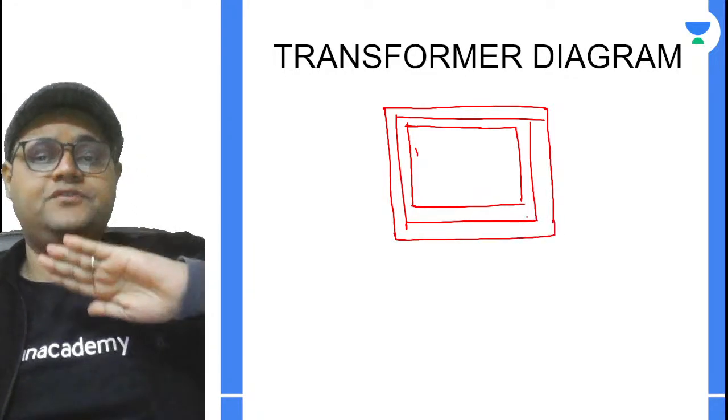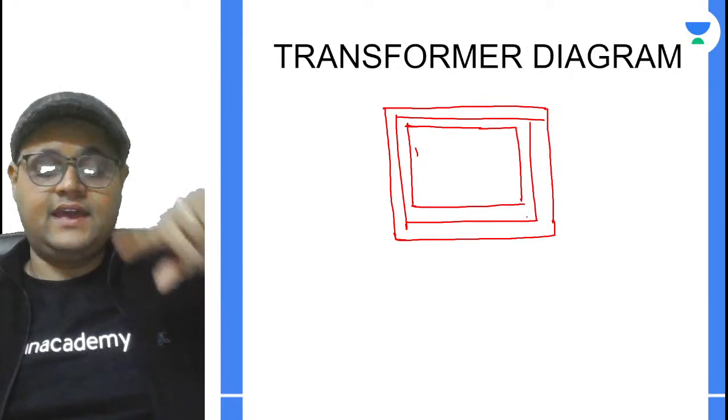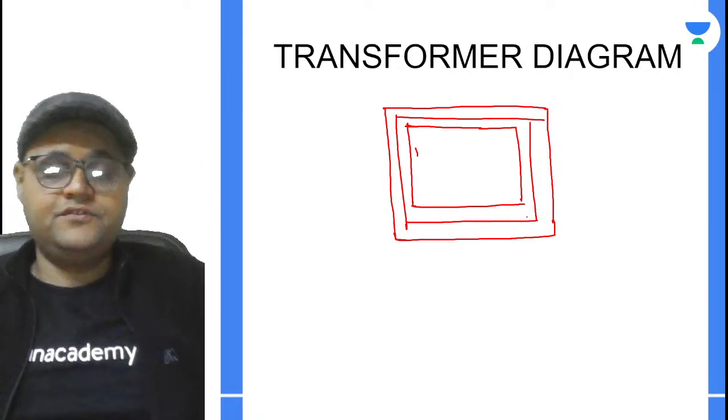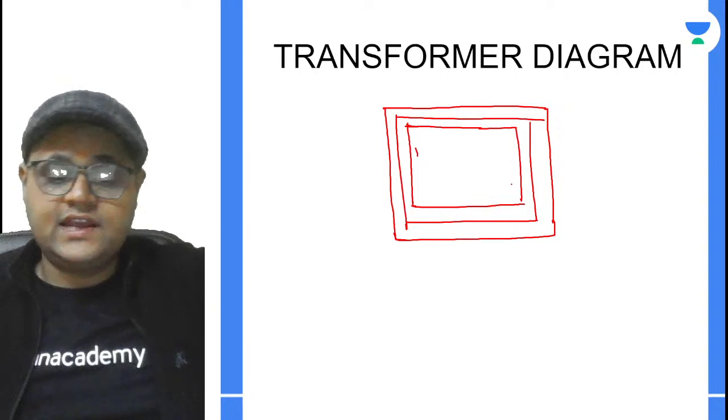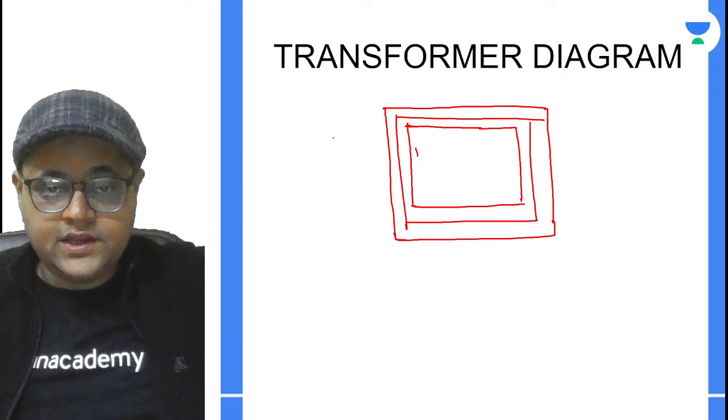We use a number of sheets instead of a single wire or a single sheet to ensure that the losses are less. Now just try and visualize.